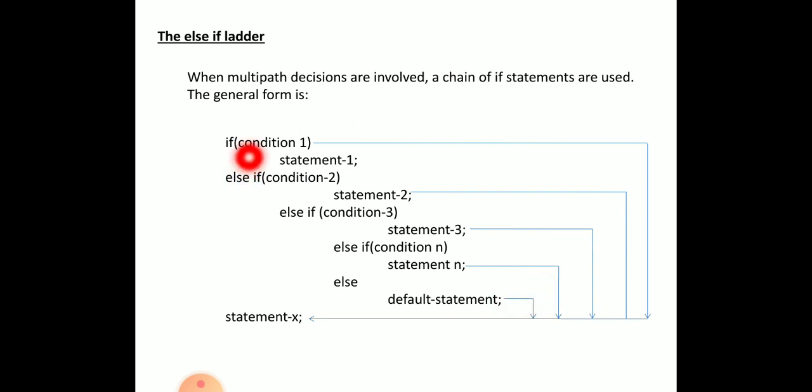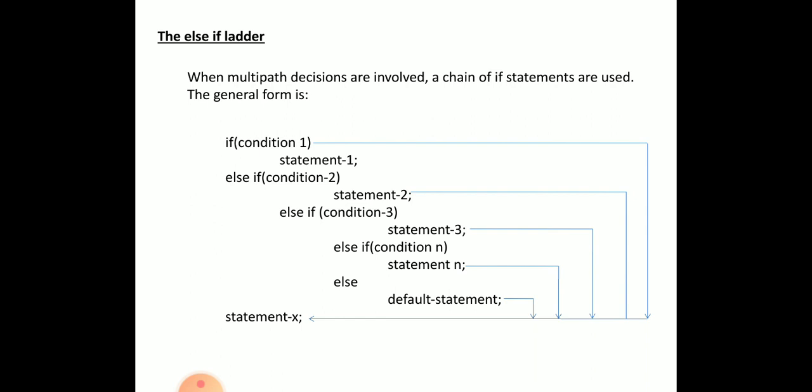If the first condition becomes true, statement 1 will be executed, that is the statement given immediately after the if statement inside the if block, and the control is transferred to statement X. All other statements will be skipped in this case.